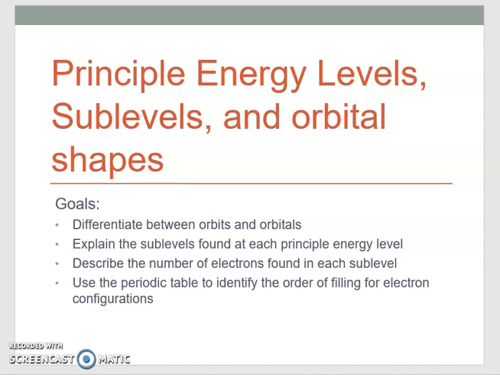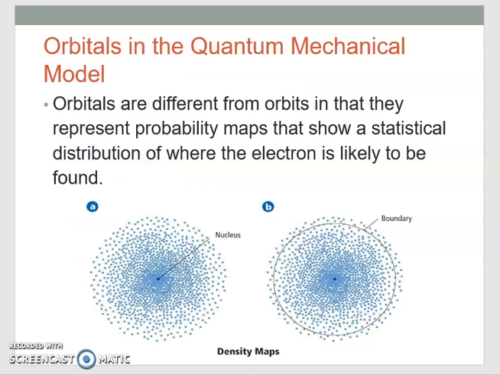filling for electron configurations. When we look at orbitals, we're looking at areas of probability of where an electron can be found. So rather than distinct circles around the nucleus, this is just an area where the electron might be found.